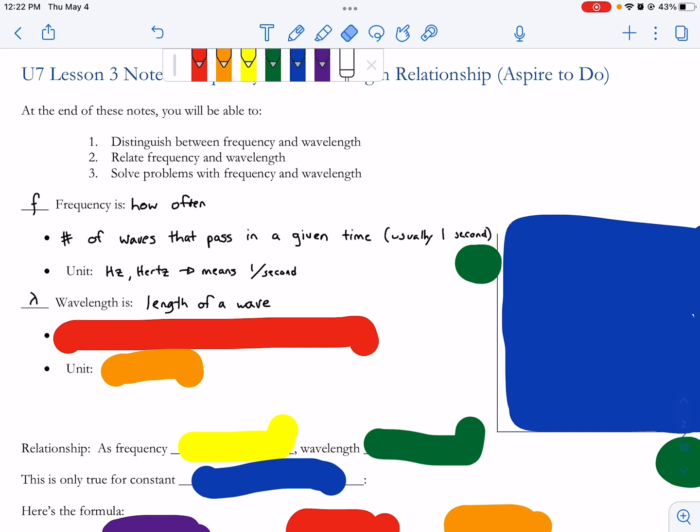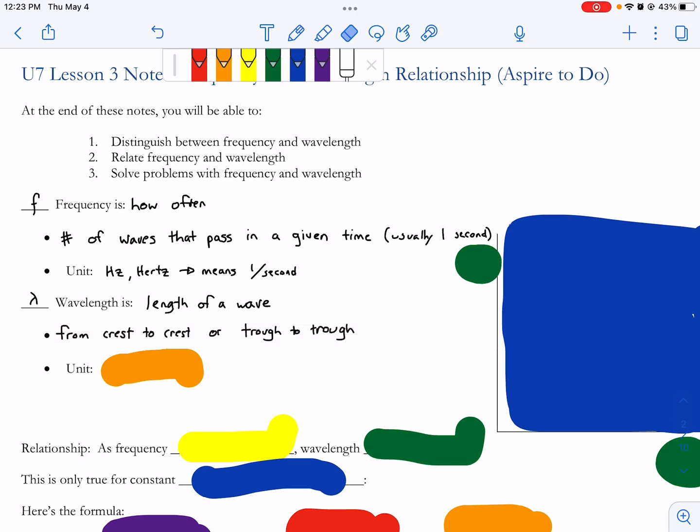The capital lambda looks like the letter L. Lowercase lambda looks like this, and it's kind of like writing an X, but you lopped off one of the bars at the top. So that's what it looks like. That's the symbol for wavelength.